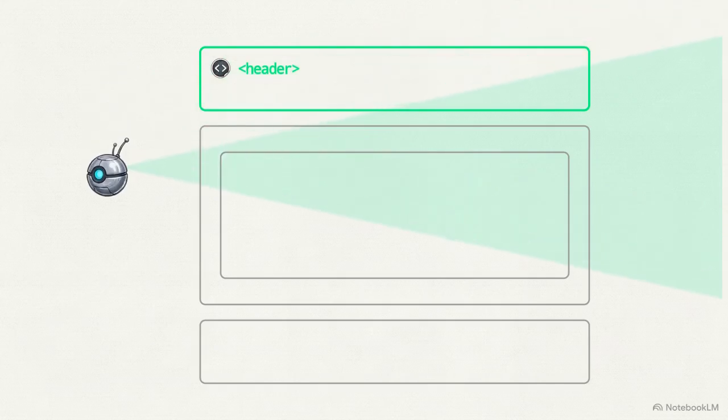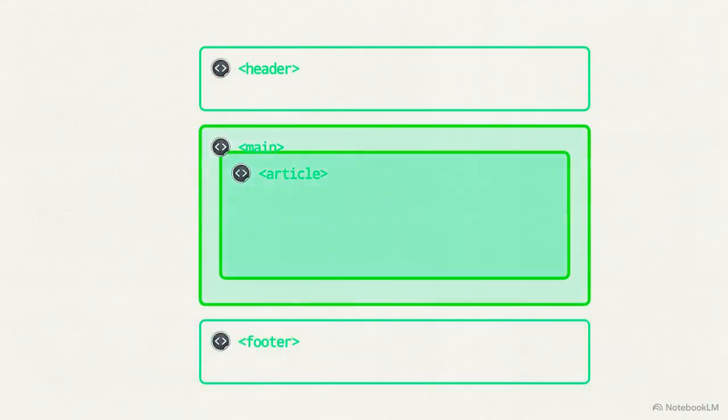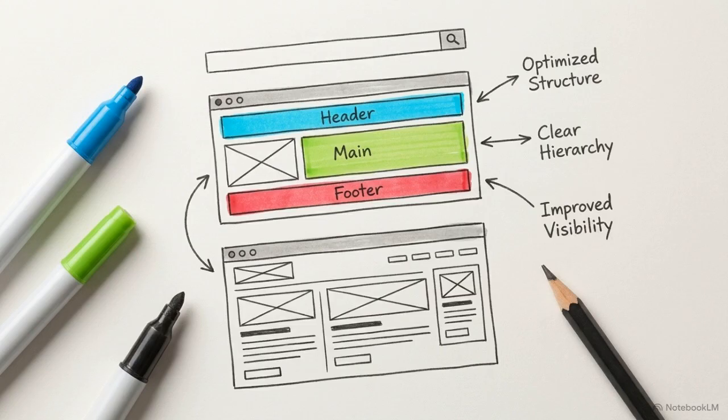Those same signposts guide search engines. When a bot crawls your site, it uses semantic tags to figure out which parts of the page contain the actual value. If you want your site to rank well, the search engine needs to understand your structure.